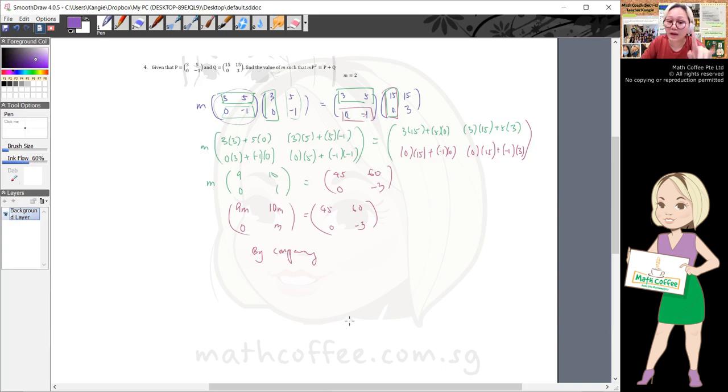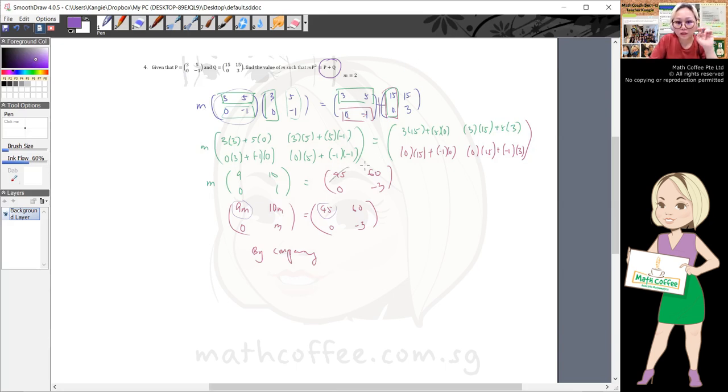So you see why I find out that there's a mistake. You see this 9m and 45, my m is 5. Then 10m is 60, my m is 6. I cannot have two contradicting value answer. So I spot my mistake: it's supposed to be P plus Q. It's not P multiplied by Q. So this should be plus. Okay, so it's just plus.